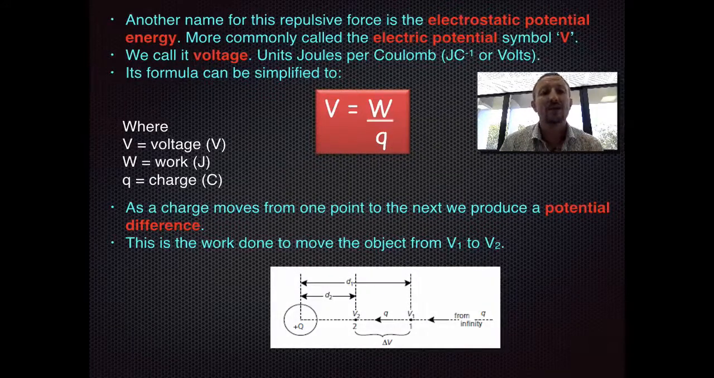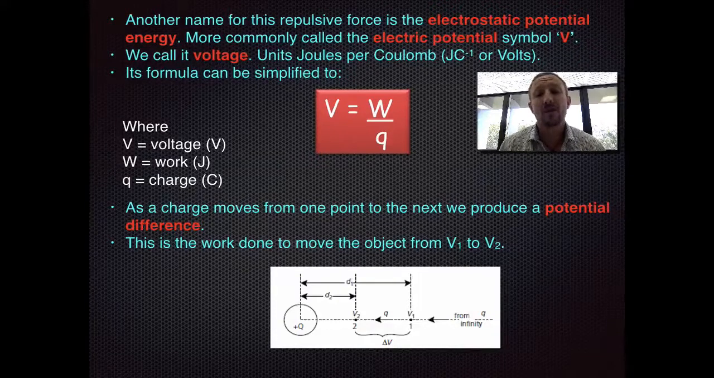Now basically voltage can be determined using the equation V equals work per coulomb. It's the amount of energy per coulomb. So remember, work is Q times E times D, so we could substitute that if we needed to. And as a result, voltage will be that work divided by Q, where voltage is V, work is in joules, and Q is the charge in coulombs.